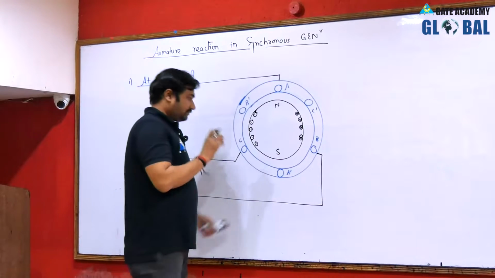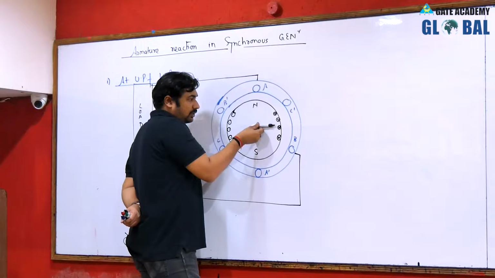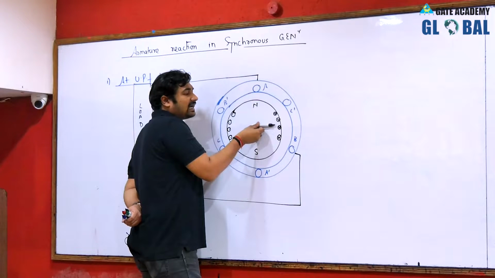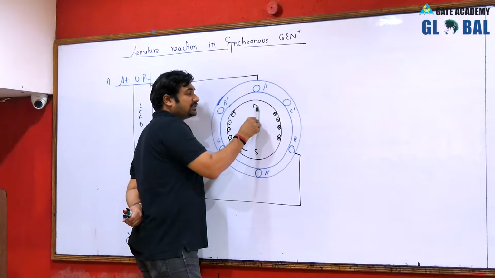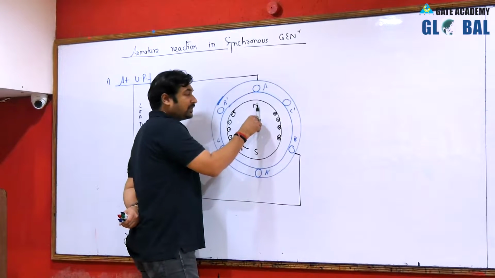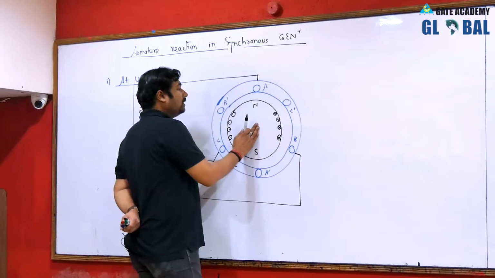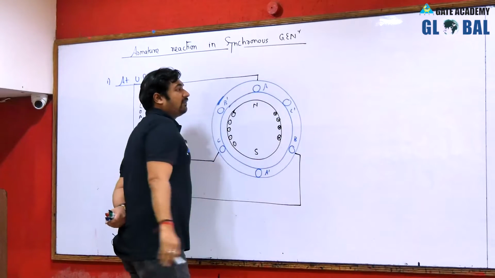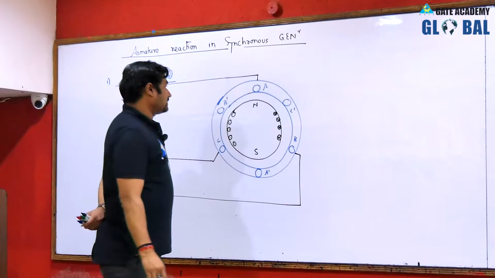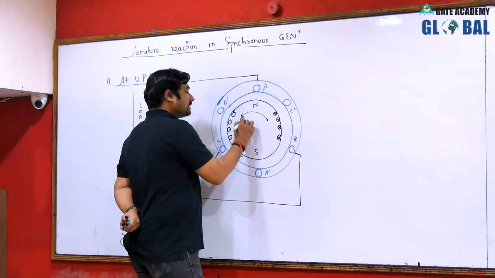Now please observe, let us suppose this north is at this position. The induced EMF in A will start, and when the north reaches this position, the induced EMF in A will be maximum. If we observe this particular instantaneous position of the pole, we find that the induced EMF in A dash will be maximum. Let us suppose we are rotating the rotor in an anti-clockwise direction.